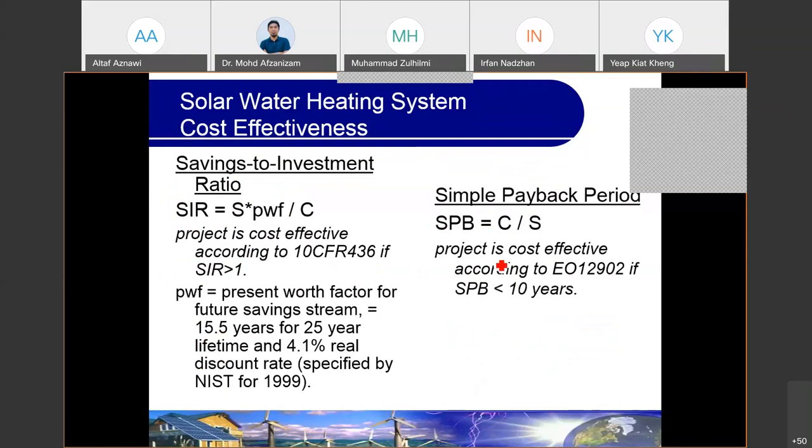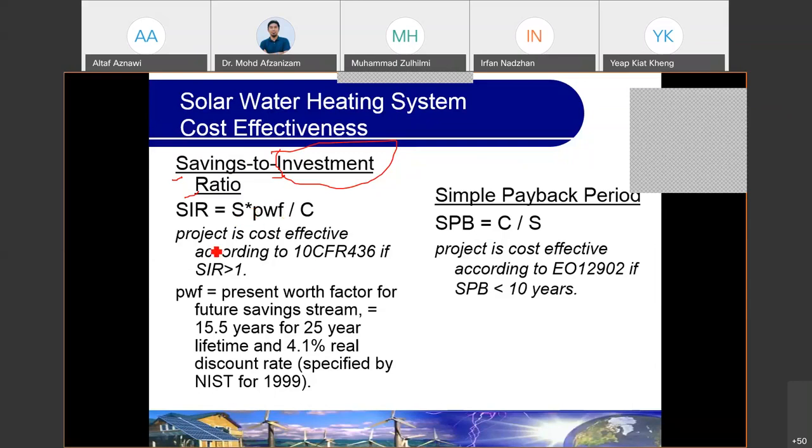And then after you get all the calculations related to the saving, saving to investment ratio. This is quite crucial, because we want to know whether it is worth having this kind of solar collector according to our investment, based on our load, based on our saving, everything. The short name is SIR, saving to investment ratio.